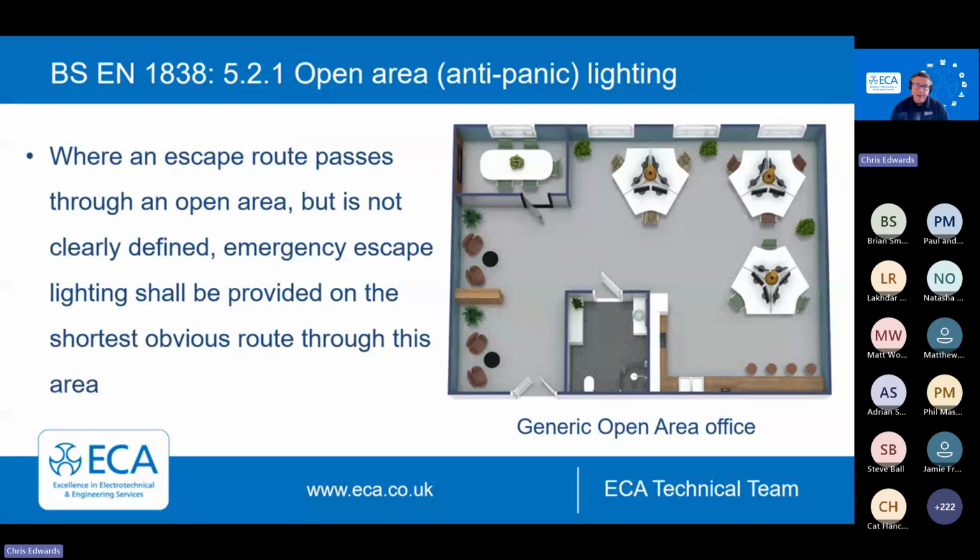Okay, open area, otherwise known as anti-panic lighting. Now this would be your classic example. We've got a generic open area office, as you can see on the screen here. And the new requirement now is that if we have a clearly defined escape route through that area, then it needs to be lit as per an escape route. Now, in this scenario, of course, we may have more than one, because the requirement in this document is that it is the shortest obvious route through that area. But in this situation, there's more than one route, and therefore it might be applicable that you light the whole area as an escape route, of course.